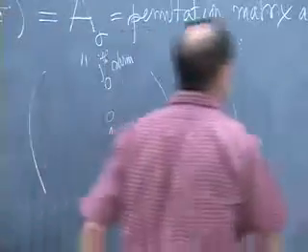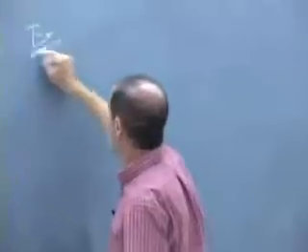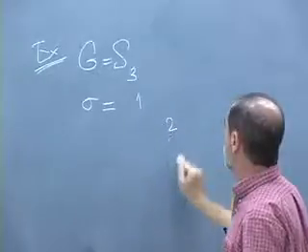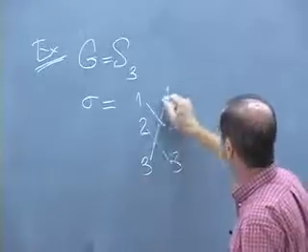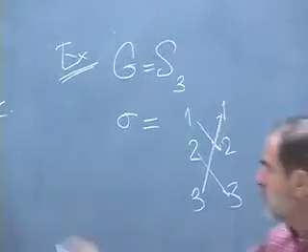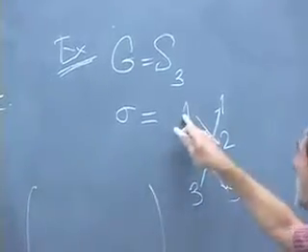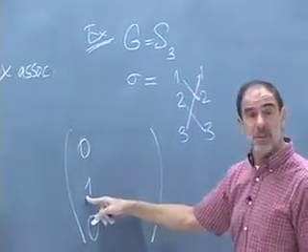So let us take a permutation in the symmetric group on 3 letters and write down its permutation matrix. Example. G is equal to S3. And sigma is the thing that cycles the things around. 1 goes to 2, 2 goes to 3, 3 goes to 1. That's a good permutation. Its permutation matrix, according to this definition, is as follows. In the first column, you see where you take 1. It takes it to 2. So the first column looks like this. 1 occurs in the second place.